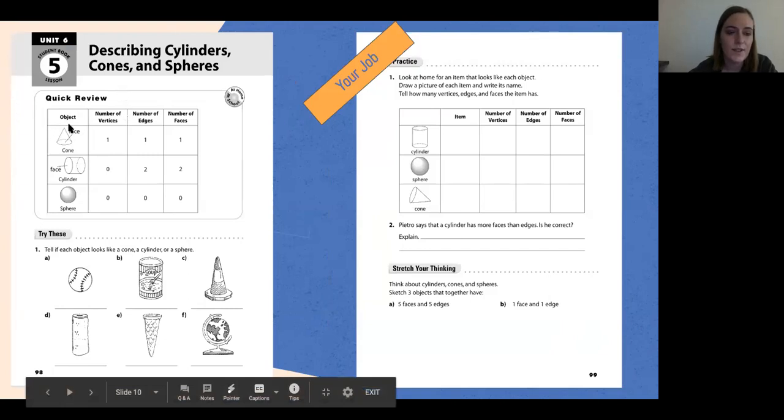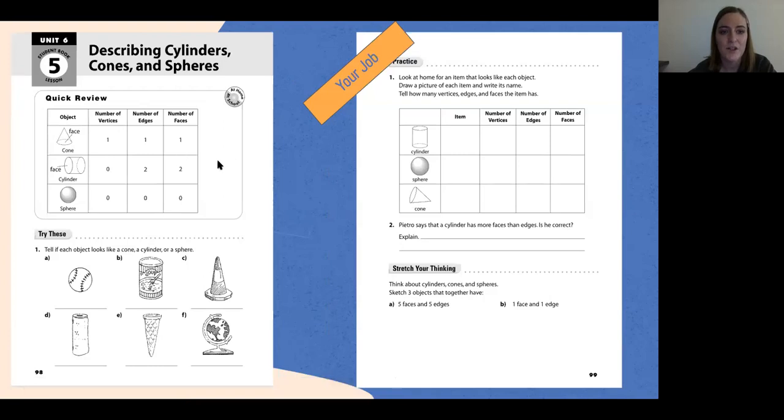All right, so once again, it's taking a look. It's telling us about the number of faces, edges, and vertices, okay? And it's really helping you out here because it tells you what each of those shapes has. So if the shape is a cone, it has 1 vertex, it has 1 edge, and 1 face. That's never going to change. That's always going to be the case.